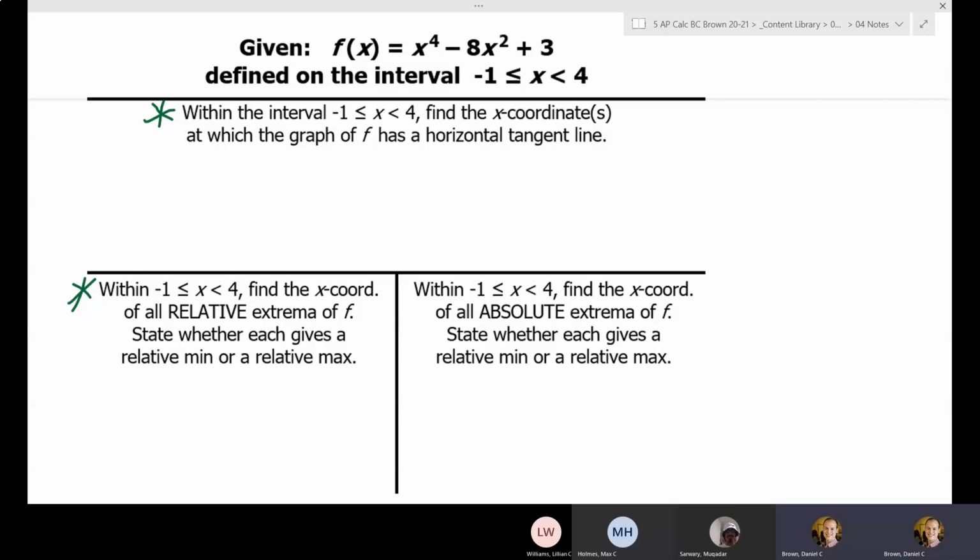Do pay attention to the interval when you make your sign chart, because you will have some critical points outside that interval. We just want to worry about what's within that interval. So go ahead and do the left-hand side, then we'll regroup, go over it, and then talk about how we'll change the problem if we're talking about absolute extrema.